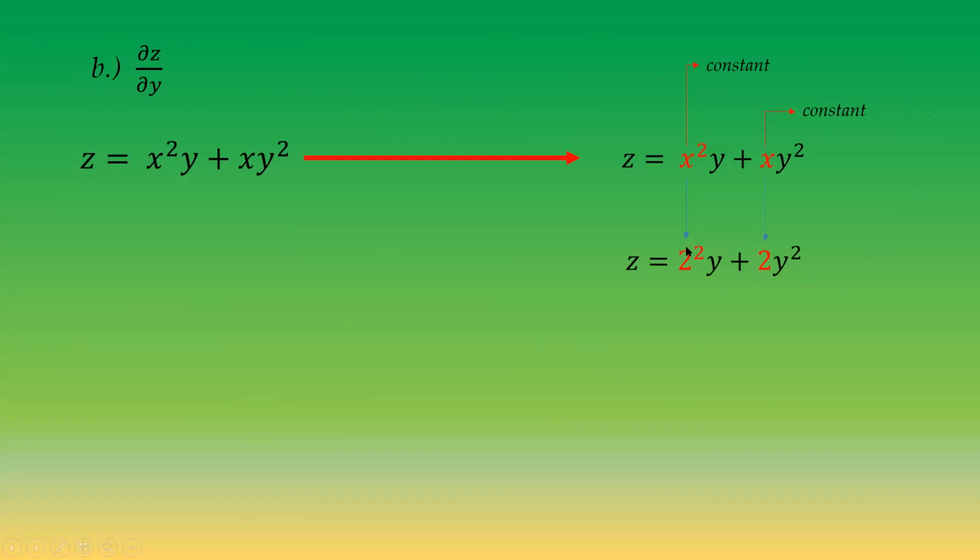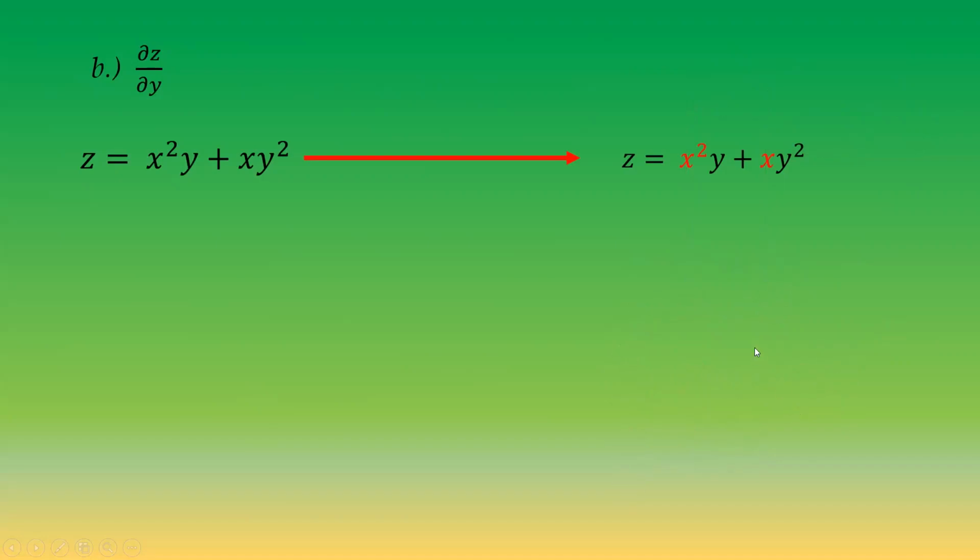So palitan muna natin yung x ng 2. Kaya magiging 2 squared y plus 2y squared. Then differentiating, 2 squared times 1, derivative ng y. 2, derivative ng y squared ay 2y. Or we have 4 plus 4y.